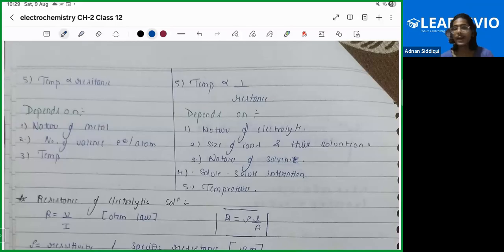The second point is size of ions and their solvation. We can relate this with organic. While we were discussing the haloalkane chapter, we came across the point where we were dealing with solvation. What is solvation?